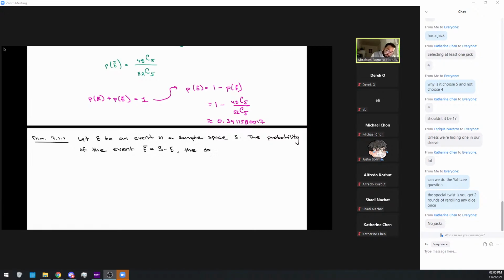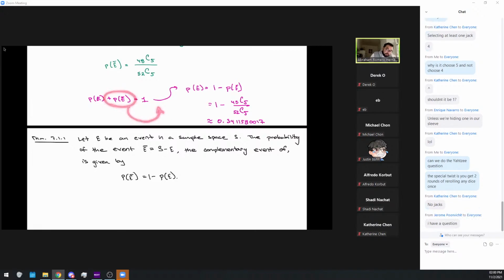The complementary event of E is given by P of E bar is equal to 1 minus P of E. So it's pretty much the same thing we did. The only difference is instead of subtracting the P of E, we subtracted a P of E complement to help us find P of E.